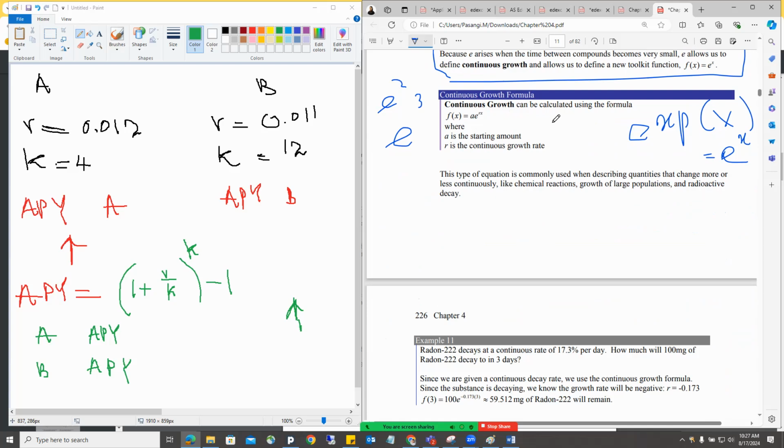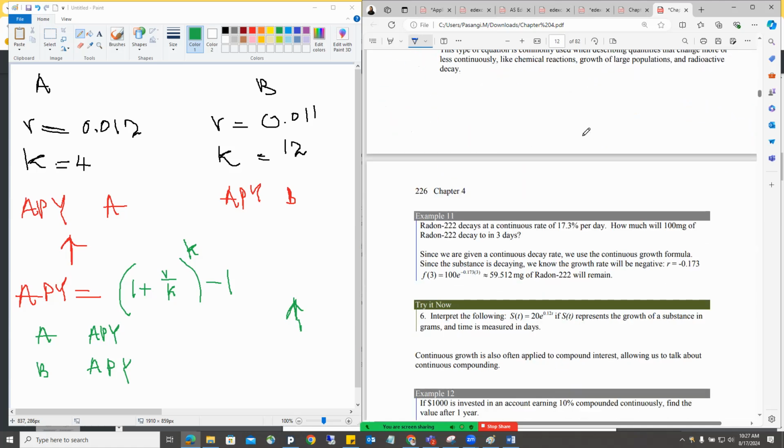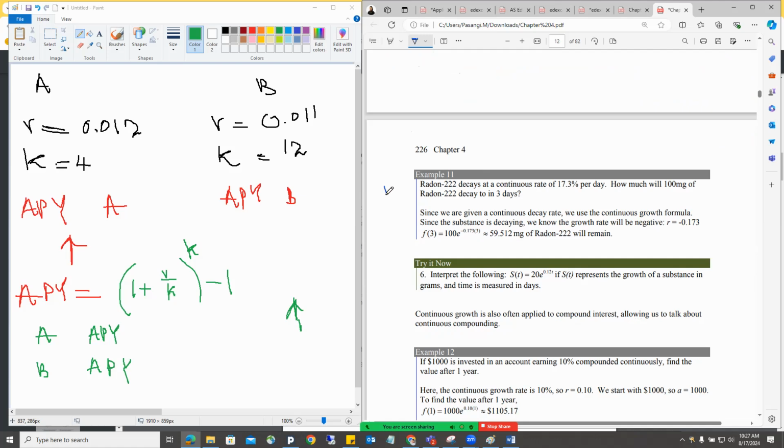Continuous growth can be calculated using a formula. You can calculate these continuous growth questions by using your calculators as well. A is the starting amount. R is the continuous growth rate. You can use this E and calculate it by using your calculators. Okay, you did it earlier as well. Okay, so the example 11.